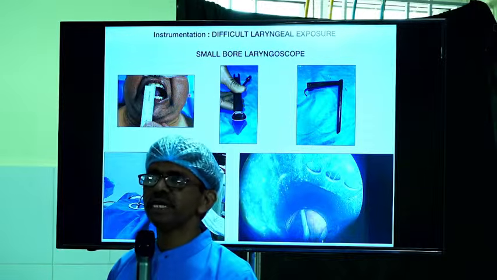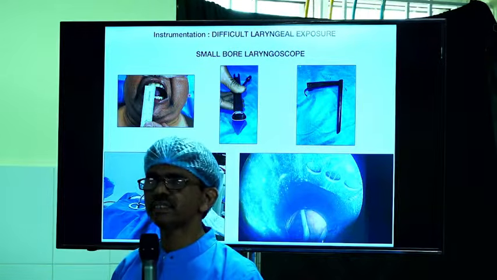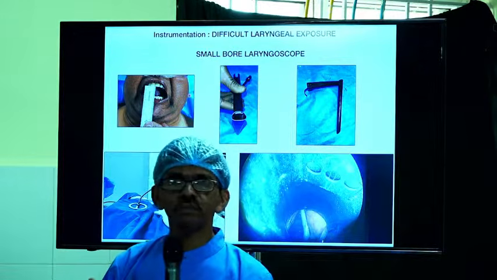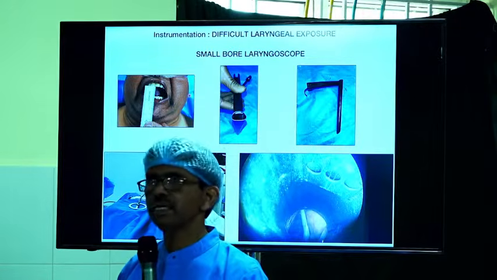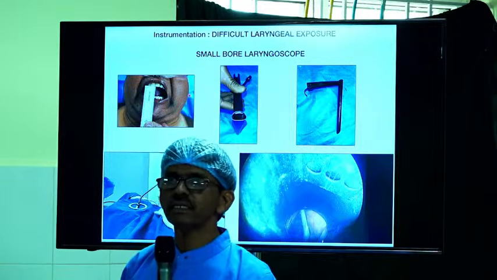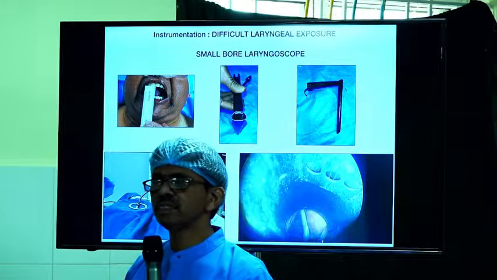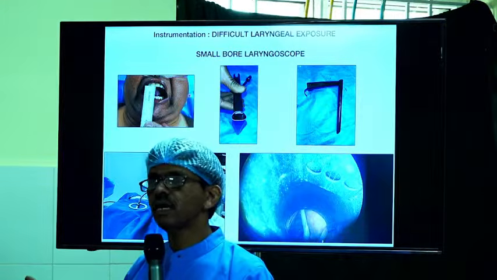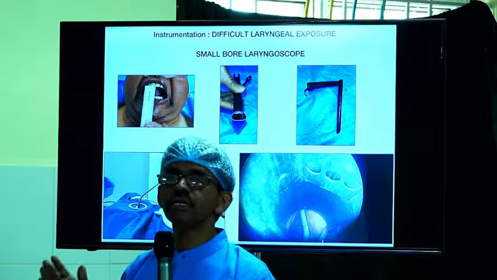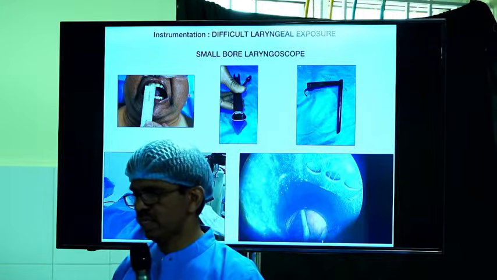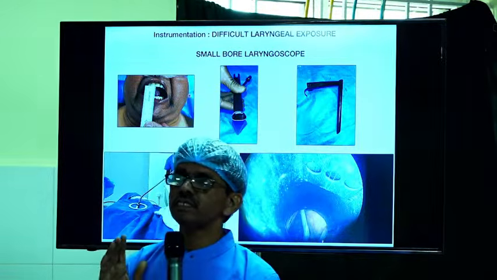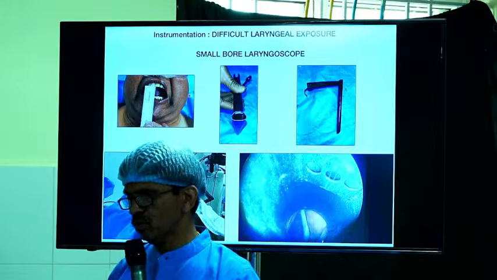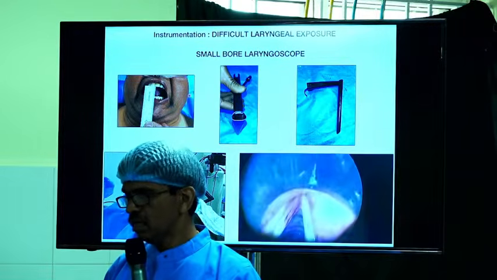Preoperatively, assess the laryngeal predictors to anticipate difficult exposure of the larynx. If you anticipate a difficult larynx preoperatively, you should always have a small bore laryngoscope. In transoral microlaryngeal laser surgeries, this is another additional armamentarium. Keeping a small bore laryngoscope is a must, so that if it is a difficult case, you can go ahead with the procedure using a small bore laryngoscope.